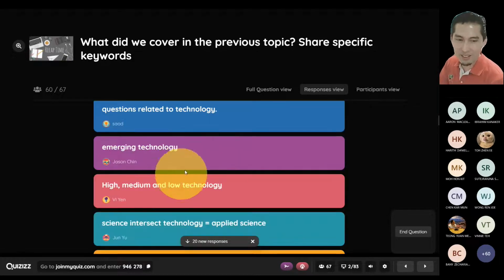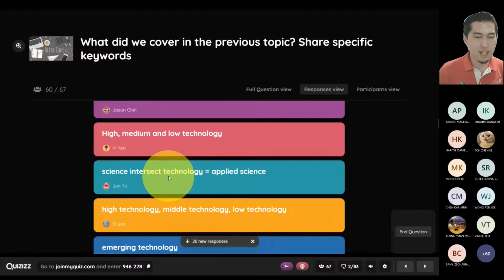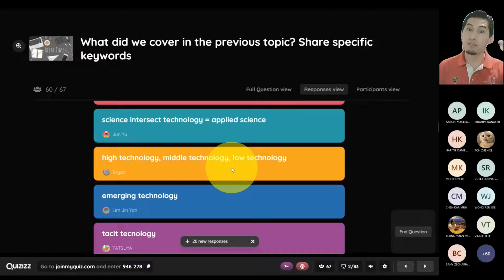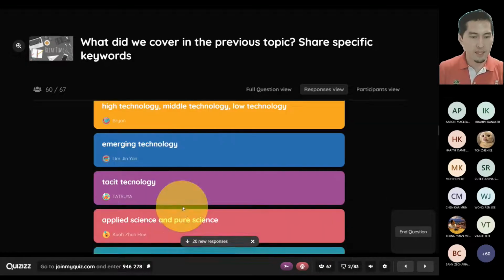Moving on, emerging technology. Yep, high, medium, and low. Good. Science intersects with technology, therefore you get applied science. Correct. At least remember that image that I shared. High, medium, low. Emerging, tacit.